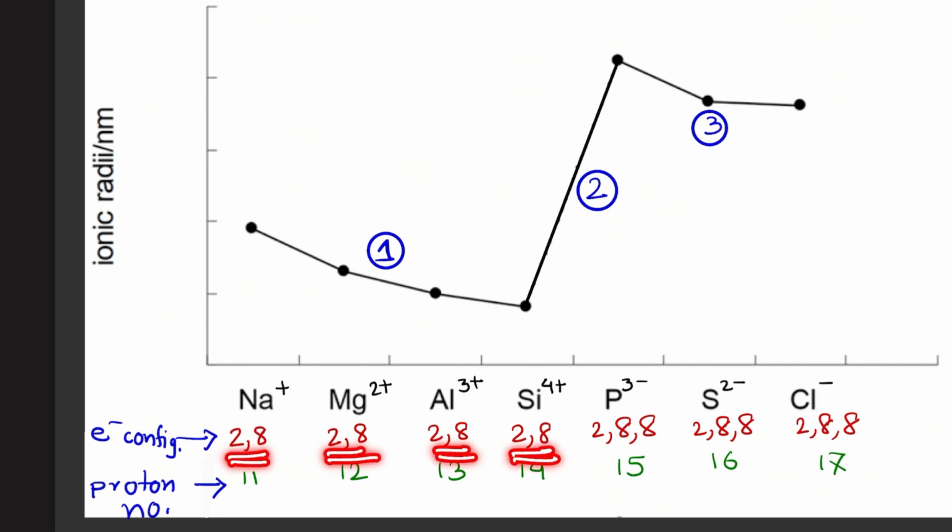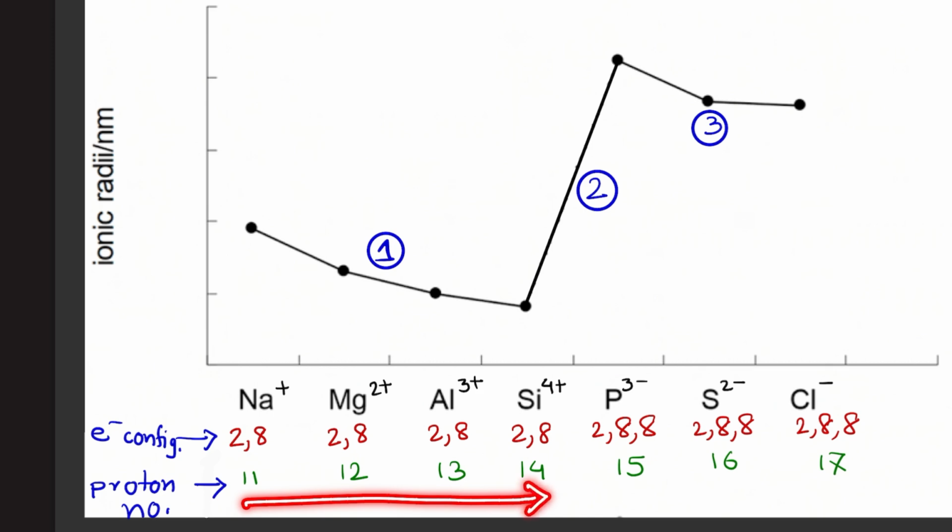And all the metals of the same period have the same electronic configuration. For example, sodium ion will have an electronic configuration of 2,8. Magnesium will have the same electronic configuration after losing 2 electrons from the outermost shell. Aluminium will have the same electronic configuration of 2,8 by losing 3 electrons from the outermost shell, and so does silicon if it loses 4 electrons from the outermost shell. All of them have the same electronic configuration, but their proton number is increasing.